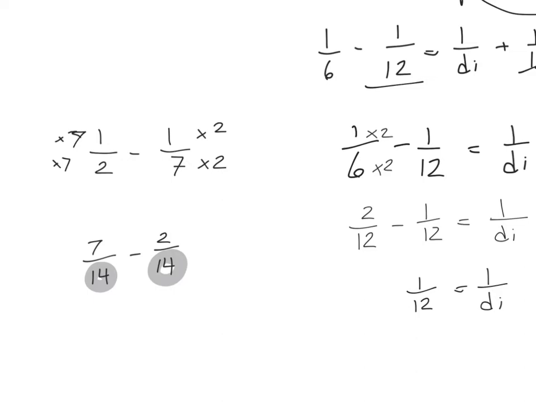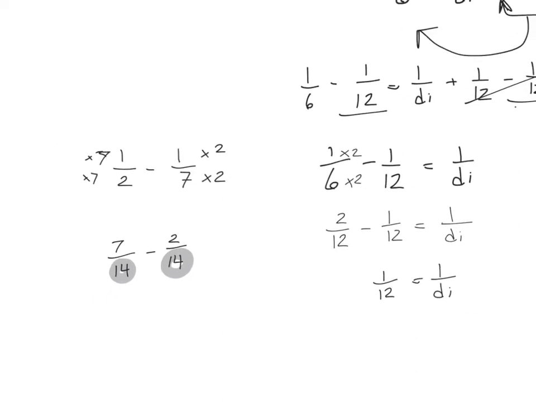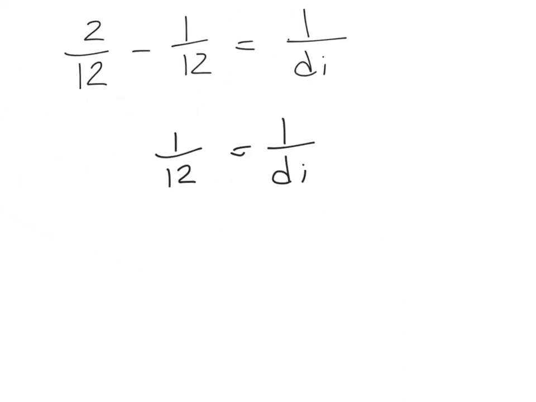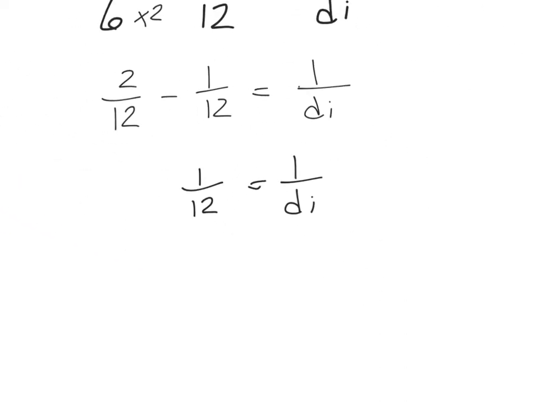So if you're working with challenging numbers, this is another method that's fine. If you want to work with the multiples and find the fewest steps to do it in, then that is a way that works. But this is foolproof. You can always do this method where you're just multiplying by the other denominator, but whatever works. So here we have 1/12 is equal to 1/di. Di is not yet isolated. We still have to do that.